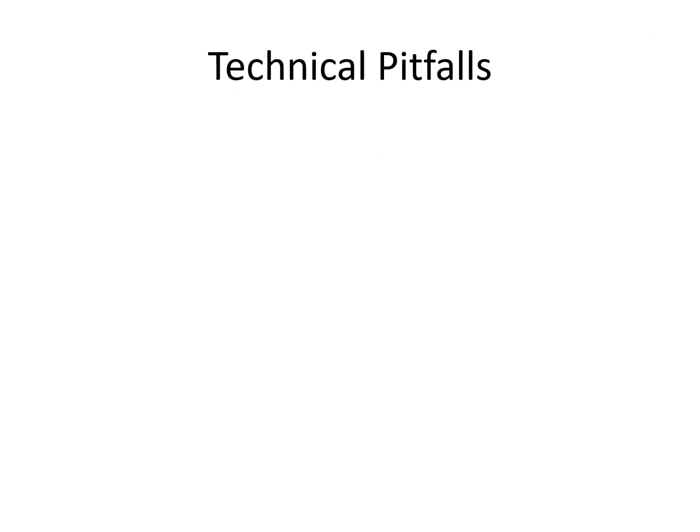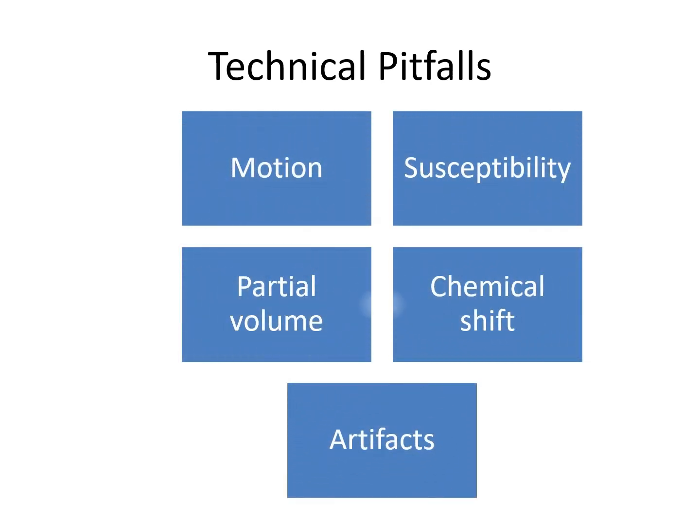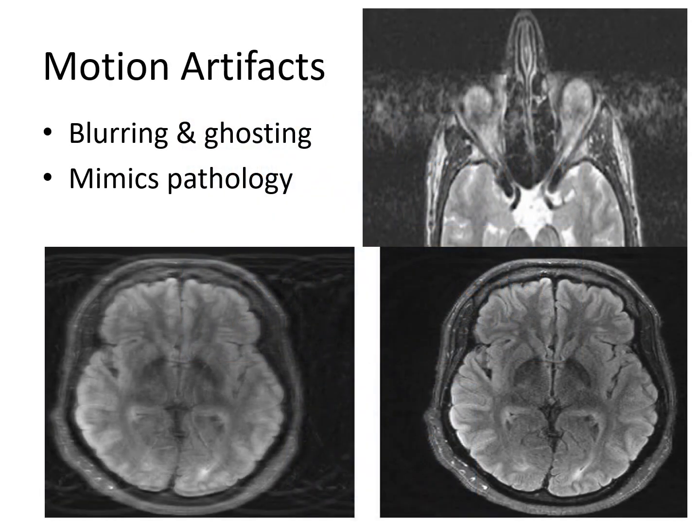First one is the technical pitfalls. What does it include? It includes artifacts like motion artifact, susceptibility artifact, partial volume averaging, and chemical shift artifact. Technical artifacts are a major source of error, and understanding them helps in avoiding misinterpretation and misdiagnosis of the lesion.